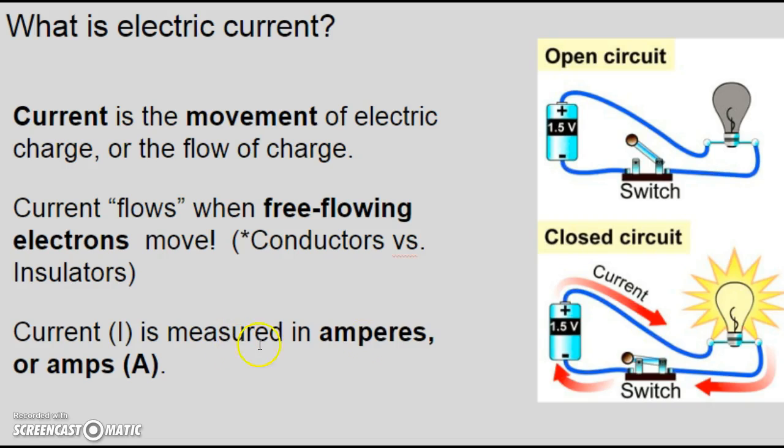Current, I, is measured in amperes, or amps, labeled with the capital A. So here we look at a circuit, and we do not see current flowing. We know that the circuit is open because the switch is not linked here. We're impeding the ability of current to flow. When I close the switch, we get current to flow and we get the light bulb turned on. The light bulb is really just an indicator that current is flowing.